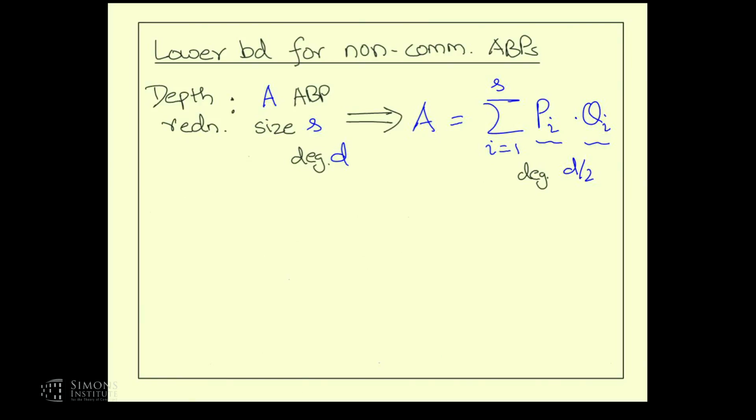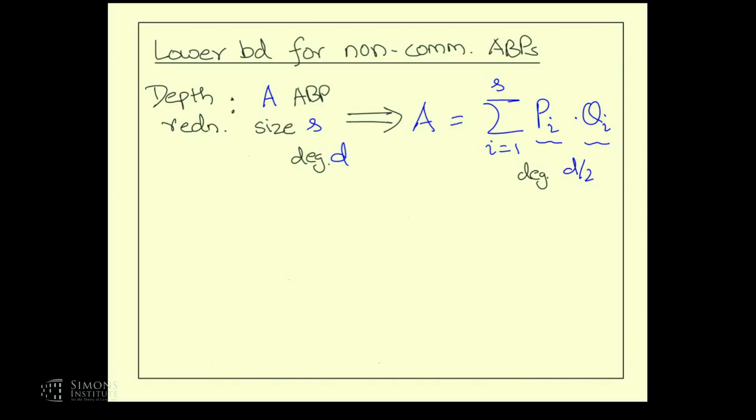Okay, and the basic identity was the following. If you have a small algebraic branching program computing a polynomial of degree d, then it can be written as a small sum, where each term in the sum is the product of two polynomials of degree at most d over 2, much smaller degree. This is the basic identity we used in doing the depth reduction, and it turns out that this is enough to prove lower bounds for non-commutative ABPs.